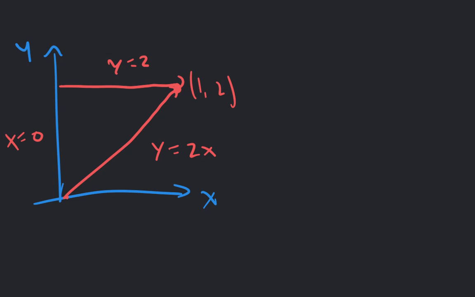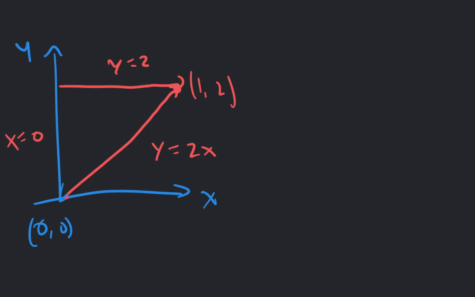I'm going to start with this example. So this is a region that's bounded by the lines y is equal to 2x, y is equal to 2, and x is equal to 0. And we're going from the point (0, 0) to the point (1, 2).